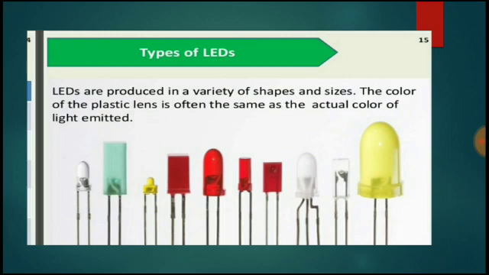The color of the plastic lenses is often the same as the actual color of the light emitted. See, yellow color, white color, red color, light green color, and the white color. So these are all types of LED, in variety of shapes and sizes.